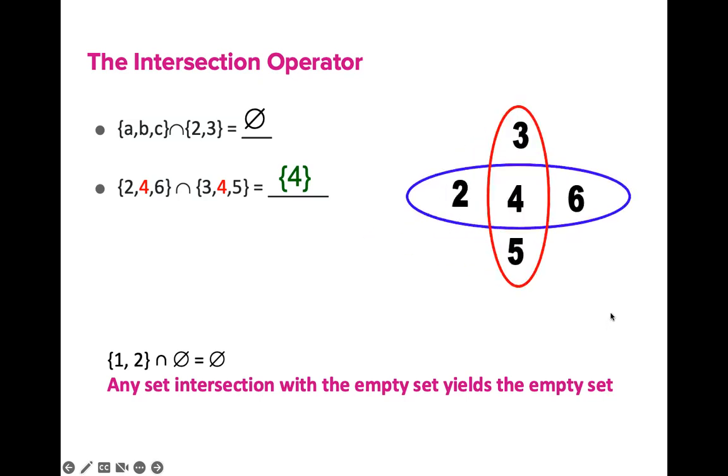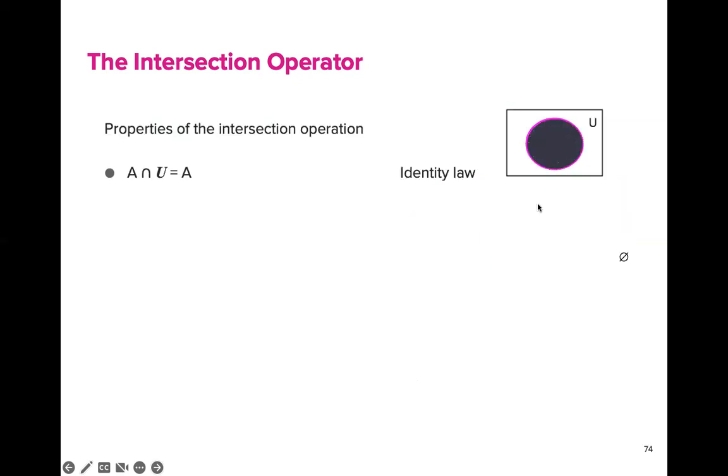So anyway, just going back to this previous example, we have the set 2, 4, 6 and the set 3, 4, 5, and the intersection between the two sets is only 4. Okay. Now, these are some properties of the intersection operation.